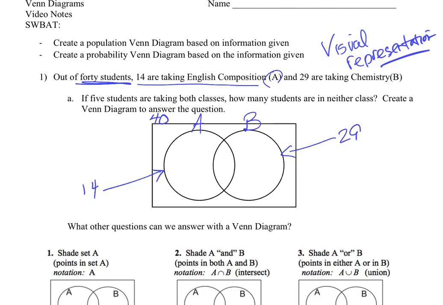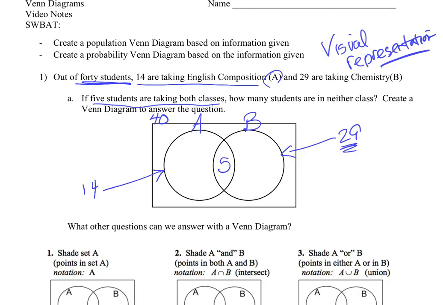Now, the problem is there's this overlap area right here, which means someone's taking both chemistry and English composition. And that needs to be included in the 29. So if 5 students are taking both classes, that goes in here.